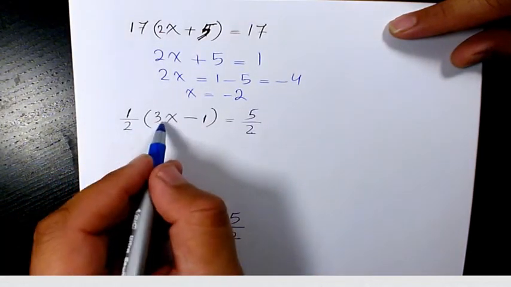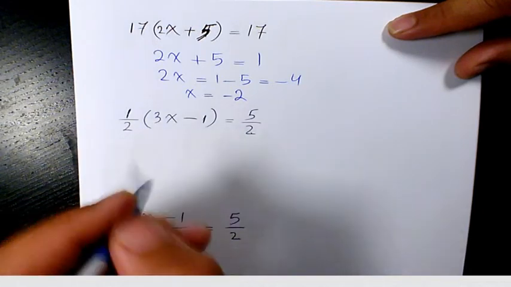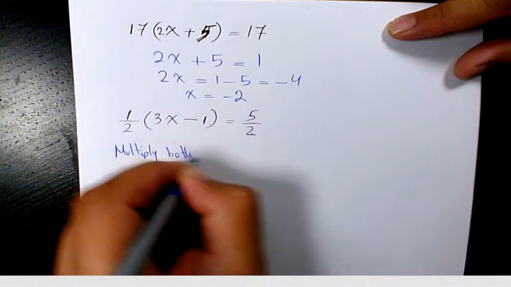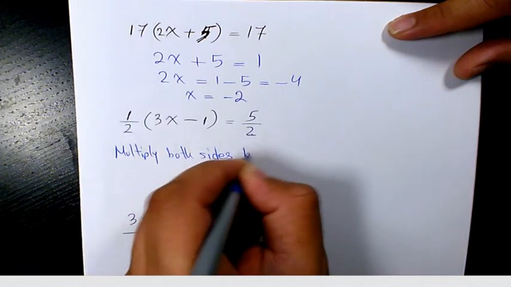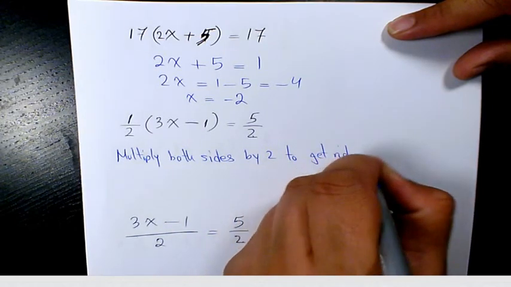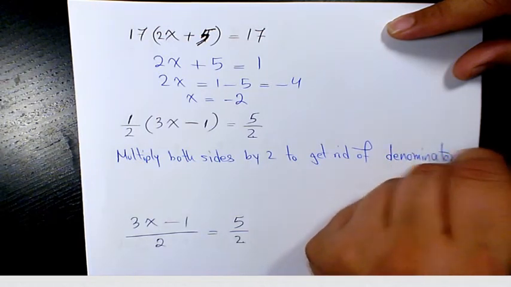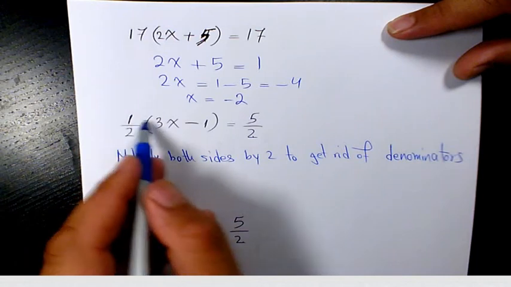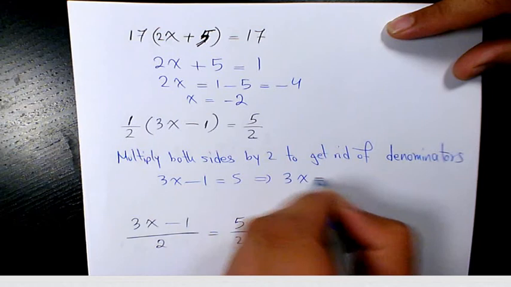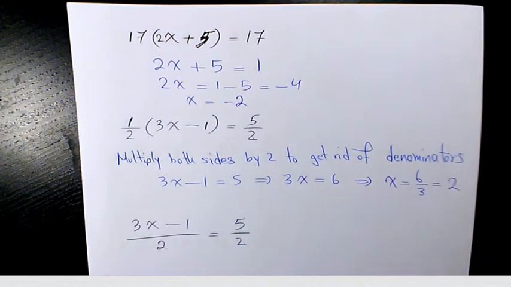1 over 2 times 3x minus 1 equals 5 over 2. We need to multiply both sides by 2 to get rid of the denominator. So then it's going to be 1 times 3x minus 1 equals 5. So 3x equals 5 plus 1, which is 6. So it means that x is 6 divided by 3, which equals 2.